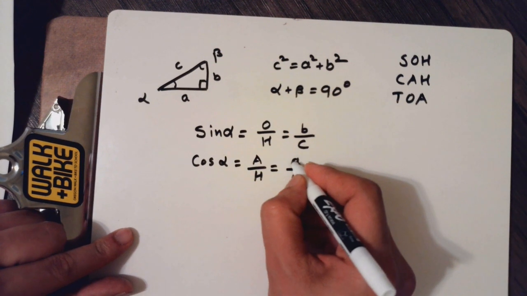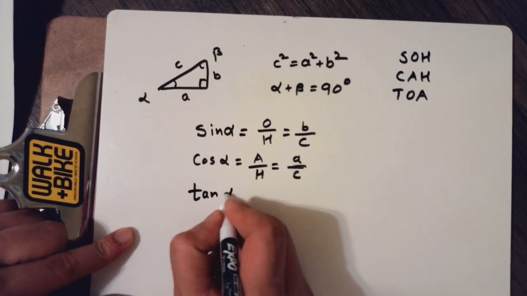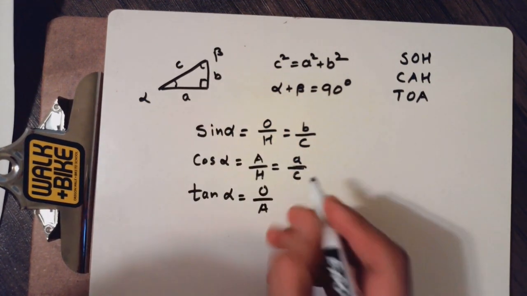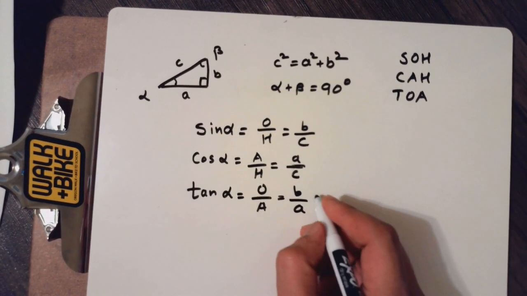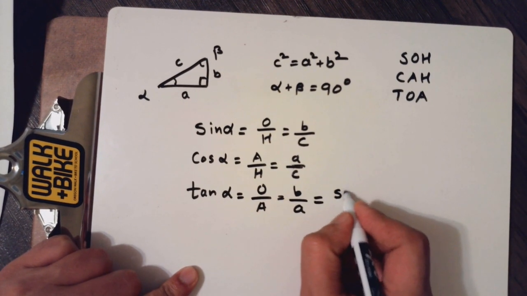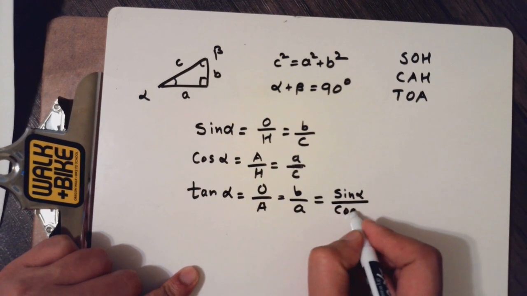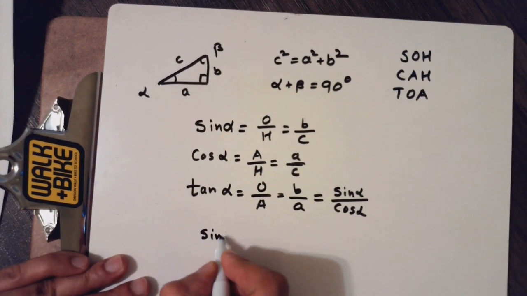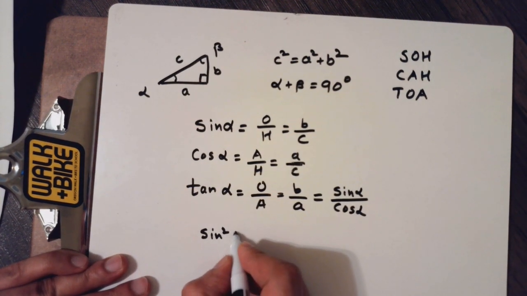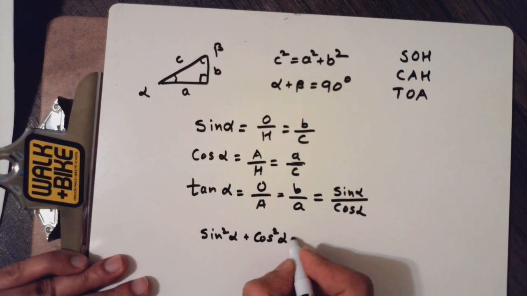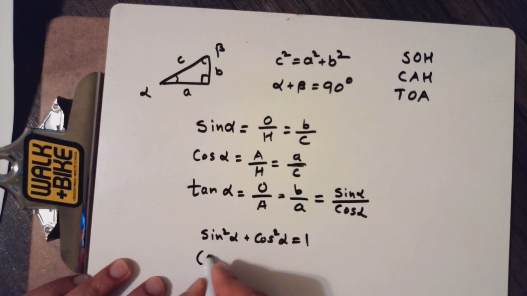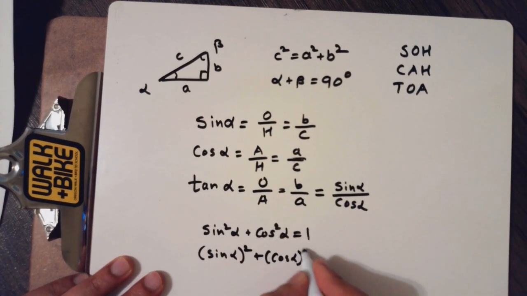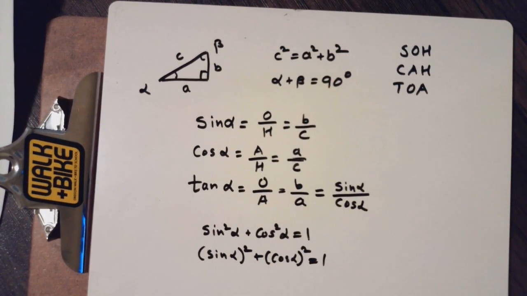And tan of alpha is opposite divided by adjacent. So for alpha, tan is b divided by a. Tan alpha also equals sine alpha divided by cosine alpha. Plus, you learned one more thing, which I don't think we need to use today: the Pythagorean theorem also translates into sine square alpha plus cosine square alpha equals 1. Remember, sine square alpha means sine alpha, this whole thing square, plus cosine alpha, this whole thing square, equals 1. These two are the same things. Okay, these are the things you learn.